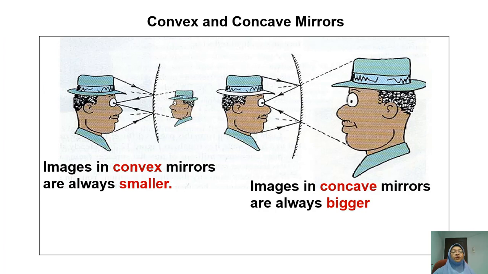Okay, now if we compare convex and concave mirrors, here we see images in a convex mirror are always smaller. Here we see images in a concave mirror are always bigger. Right.